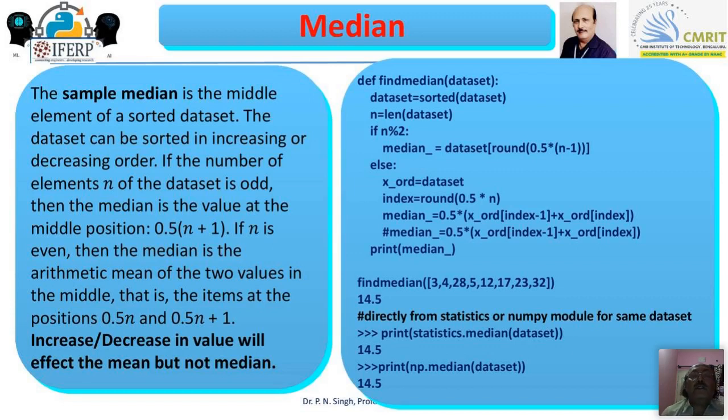For that, one function is written here, find_median. The data set is already sorted, by default in ascending order, and we find the length. If n modulo 2 double equal to 0, by default double equal to 1, then it is this one, else you recompute from the data set in this way.